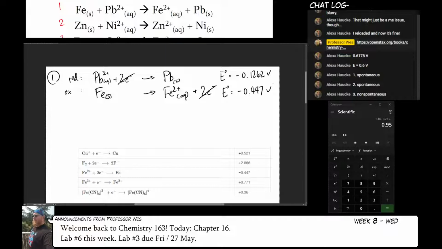Alright. So remember, we want the more negative one to be at the anode. So this one should be spontaneous. And it is. Great. Okay, let's do the second one. So, what's being reduced? That is nickel. And then what's being oxidized? Well, it's the other thing, right? So that's zinc.